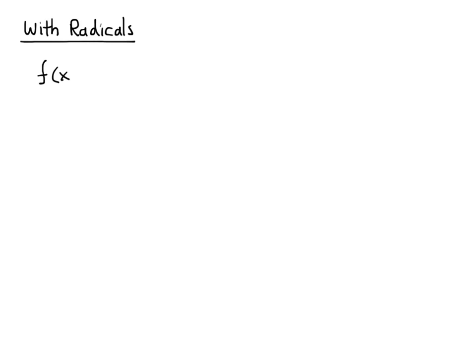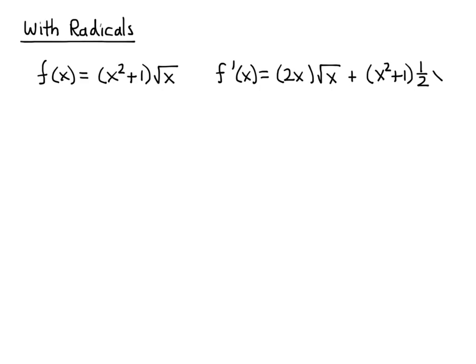Okay, so let's look at radicals now. Let's say we have this. Okay, we have two ways of doing this. We can either use the product rule directly, or we can multiply the x squared times the square root of x, distribute, and then 1 times the square root of x. So let me first do it with the product rule.